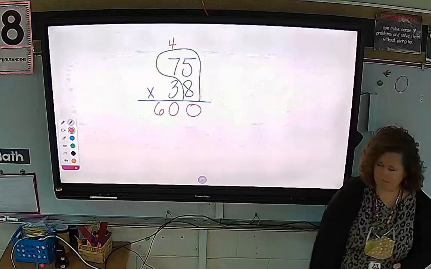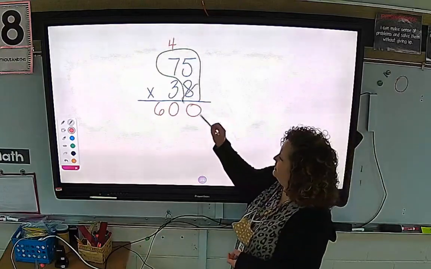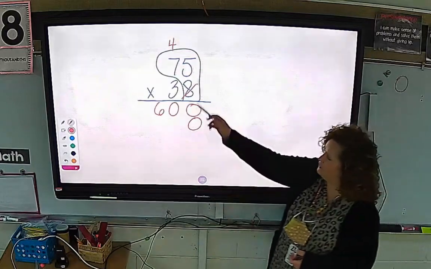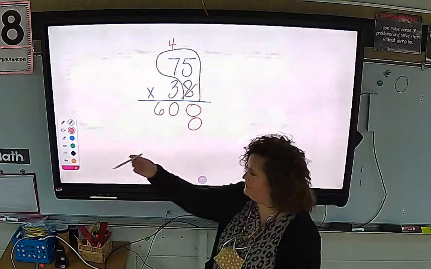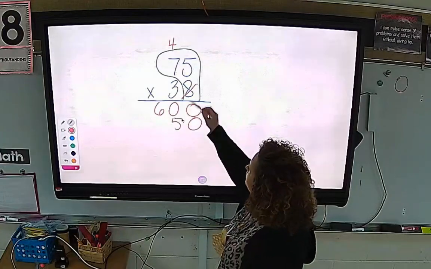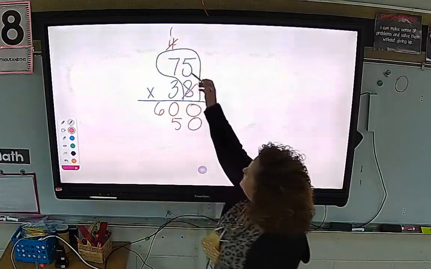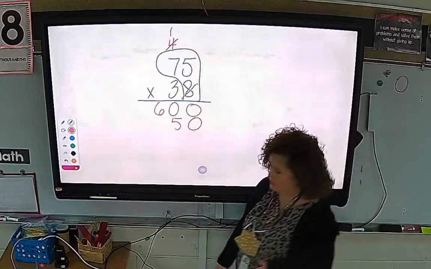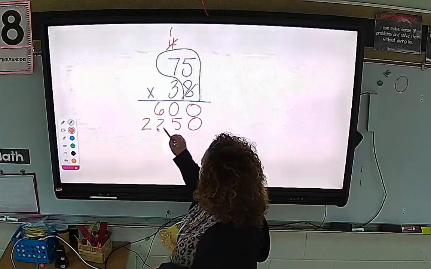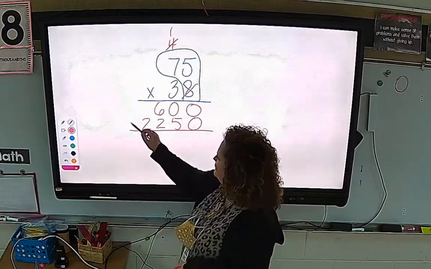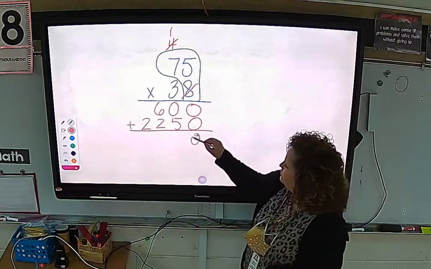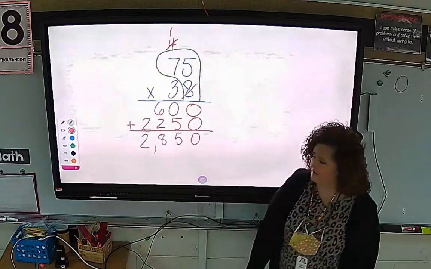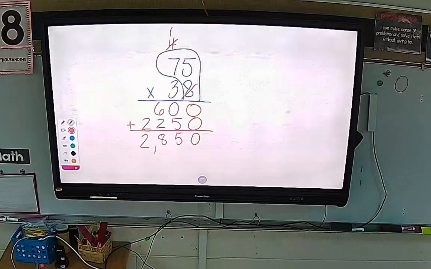Okay, and then we're done with the 8 and put the 0, the dinosaur egg. Okay, and then we move on to 3. 3 times 5, everybody? 15. Put the 5 and carry the 1. And then 3 times 7, 21 plus 1 more, 22. Okay. So second row there, 2,250. Add them up, 2,850. Okay. Good deal. Good deal.